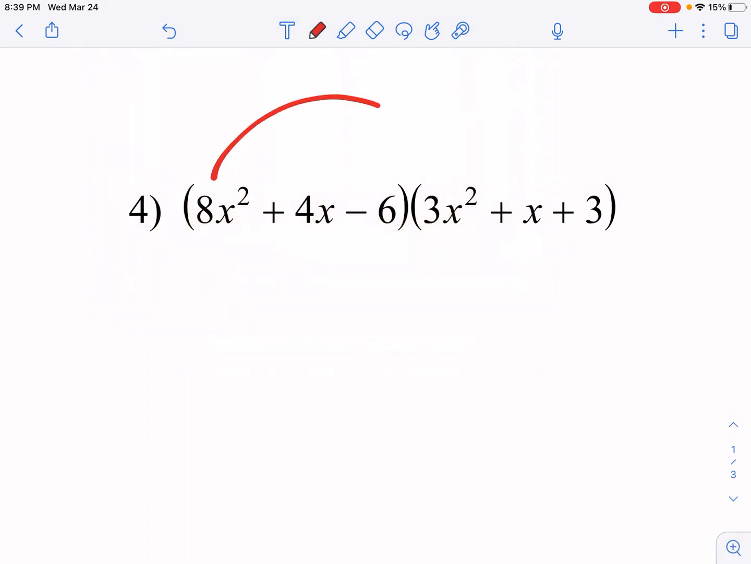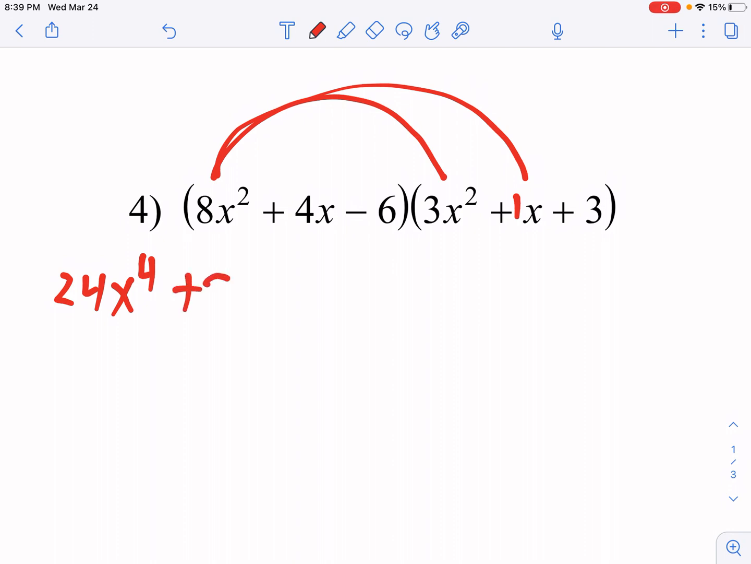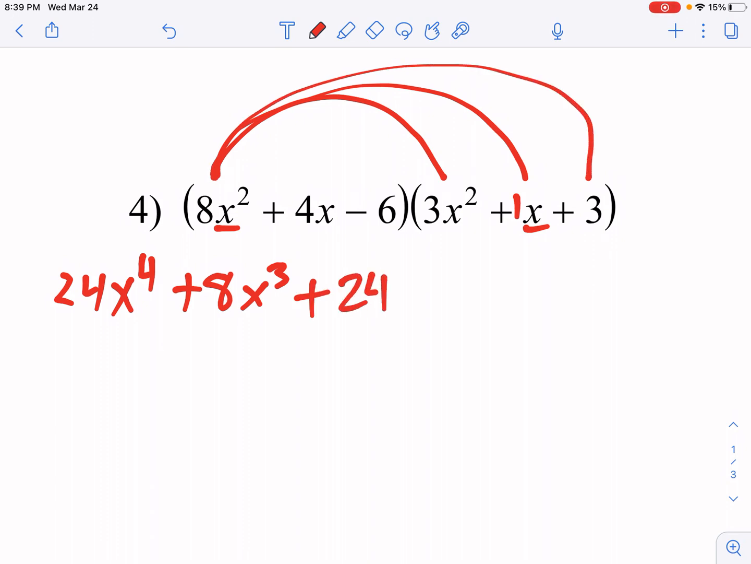Let's go 8 times 3 is 24. And then x squared times x squared, add the exponents, that would be x to the 4. Okay? Then 8 times x, we can treat that like a 1x. So 8 times 1, we get 8. x squared times x, we get x cubed. And then 8 times 3, again, we get 24x squared.